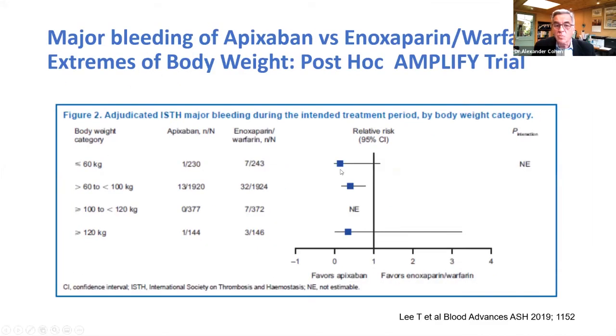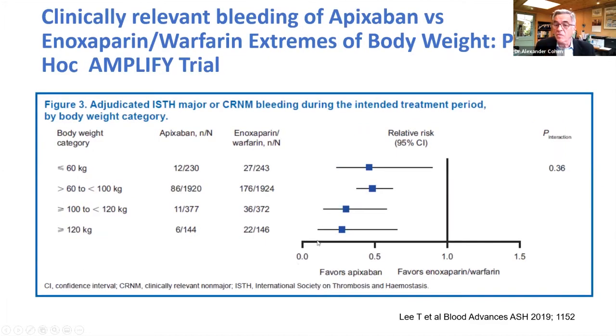Then we come to major bleeding in the same study. Once again, no evidence of heterogeneity for the over 120 kilogram group, evidence that favors apixaban. And if we look at clinically relevant bleeding, now we're getting into a really interesting area, where the patients over 120 kilograms, and there's a lot of them, almost 300 patients here, that was data they could have had, showed that there was a highly significant reduction in clinically relevant bleeding with a DOAC versus warfarin.